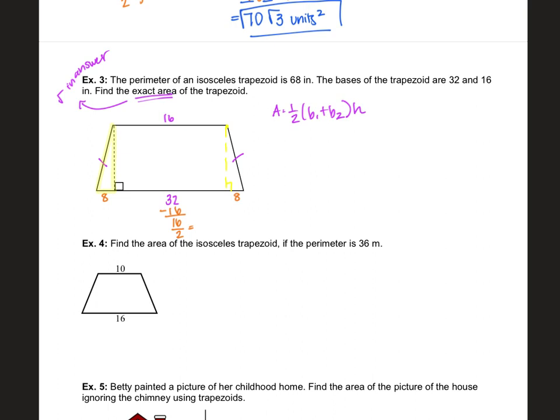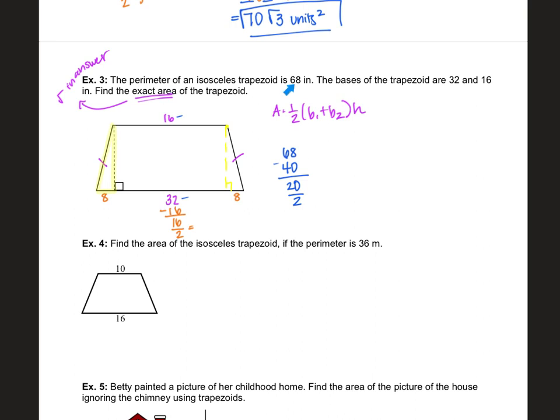Let's go back and read what they gave us. They told us that the overall perimeter was 68. We find perimeter by adding up all the sides, and I have 4 sides to my trapezoid. Well, 2 of my sides are given, 16 and 32. If I add those together, I've already used up 48 of the total, which leaves me with 20 left over to split evenly to the 2 congruent sides.